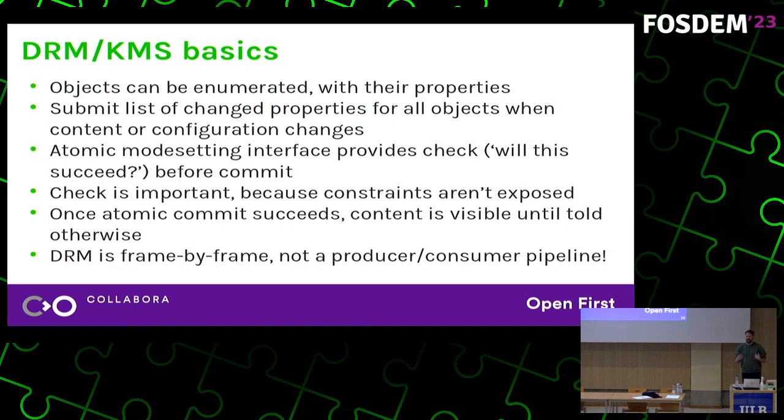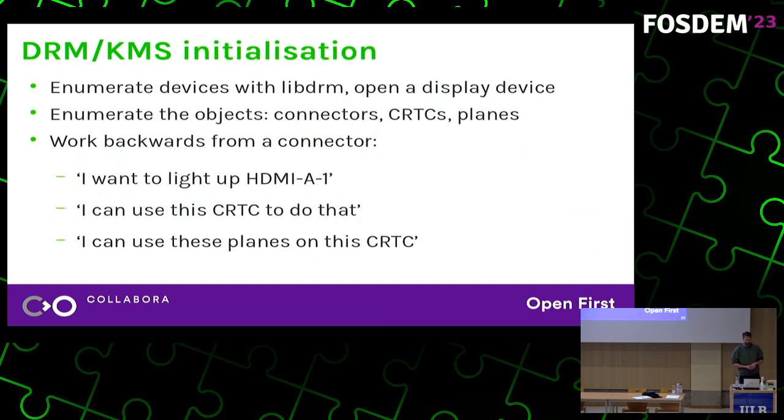Because DRM is a frame-by-frame API. It's not a producer-consumer where you connect a camera to an output and magic things occur and you get a video stream. You know, that's the domain of higher-level frameworks like, say, Pipewire and GStreamer that have that pipeline concept. The DRM is quite dumb. It just does what you tell it to, and it doesn't do anything else until you tell it to do something else.